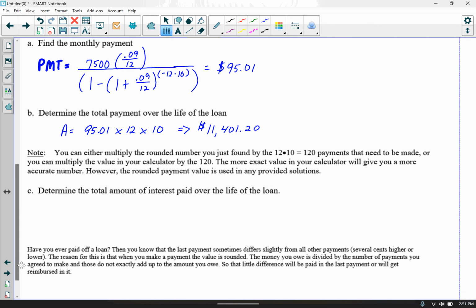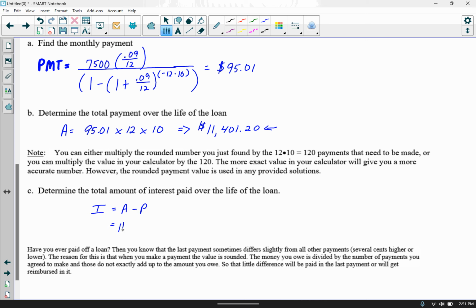Okay. If we come on down then to part C, it wants to know, determine the total amount of interest then that you paid over the life of the loan. Well, we know then that here's our total amount that we ended up paying, and I'll bring our formula up. The formula is up above in that box. It's equal to total amount you paid minus how much the loan was to begin with.